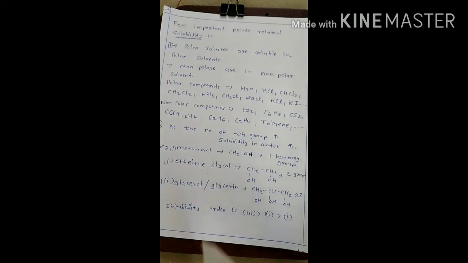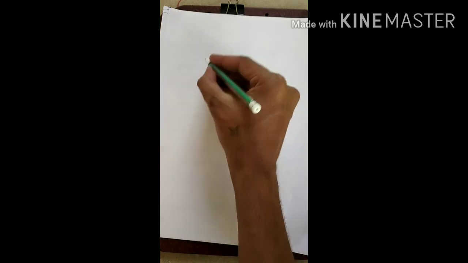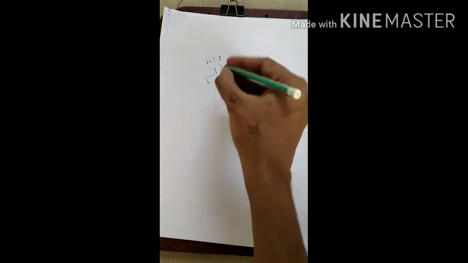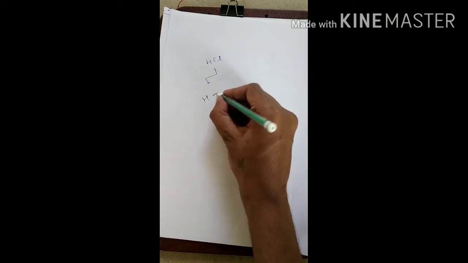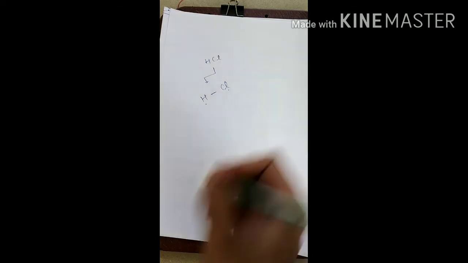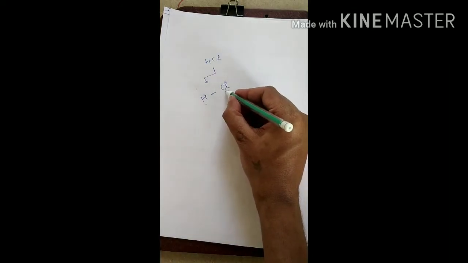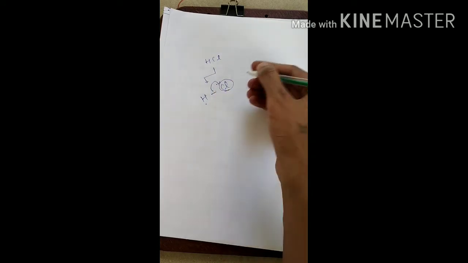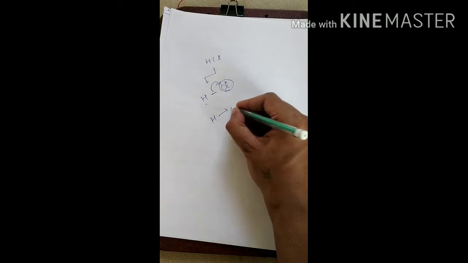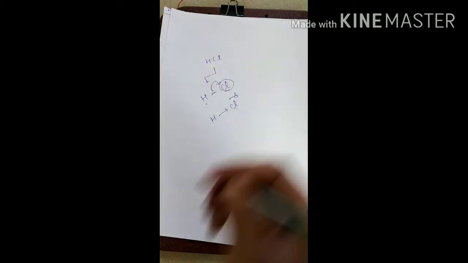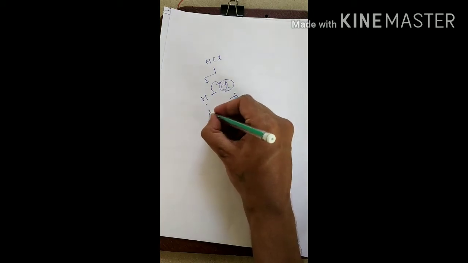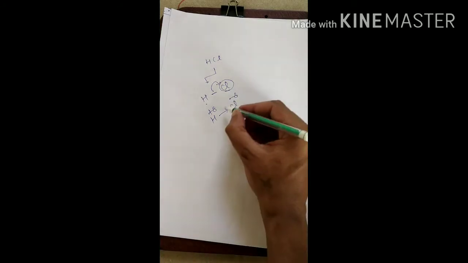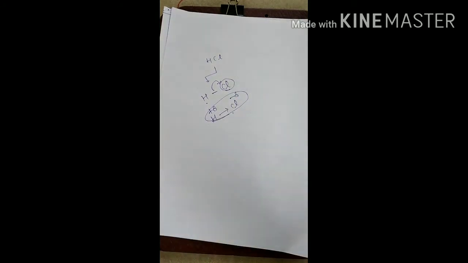Let me explain. Suppose I am taking HCl. Here there is one covalent bond between hydrogen and chlorine. Now due to the higher electronegativity of chlorine, the electrons shift towards chlorine. So this bond becomes a little bit polar. Chlorine develops a partial negative charge, and on hydrogen there is a partial positive charge. So HCl is a polar compound.